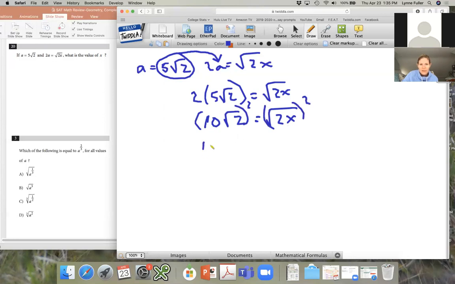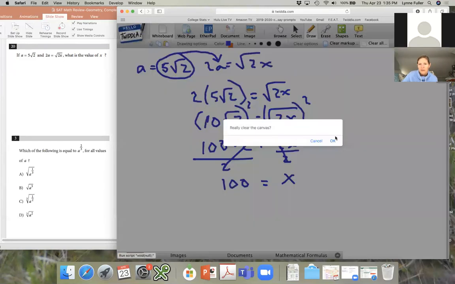So 10 squared is 100. Root 2 times root 2 is 2. And over on this side, I'm left with 2x. If I'm going to solve for x, I'm going to divide by 2 and eliminate my 2's. Notice I didn't multiply those together because I saw that there was a 2 over here. I could have had 100 times 2, which is 200, and then divide by 2, bringing us back to 100, but I just thought that was a little easier. So x is 100.